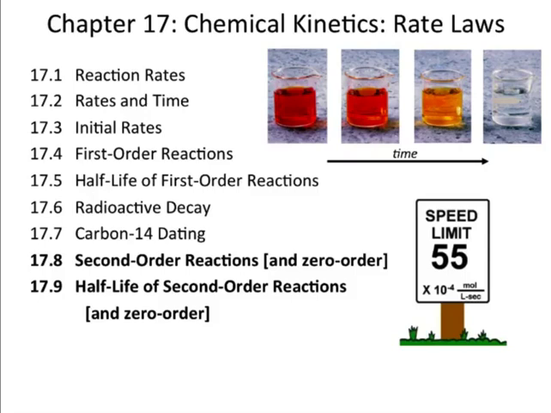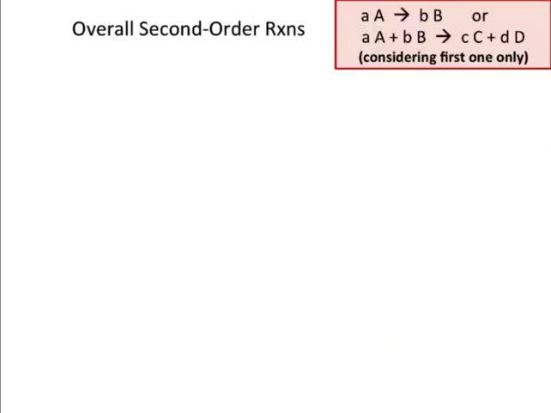Hello, in this video we're going to talk about second order reactions and their half-lives, and then I'm also going to include zero order reactions even though they're not in your book because I think it's a useful thing to talk about. Alright, so we're talking about overall second order reactions, and so this could either be if you have second order in A, or if you have first order in A and B, and then it's overall second order. We're going to talk about the first version here because the math's a lot easier.